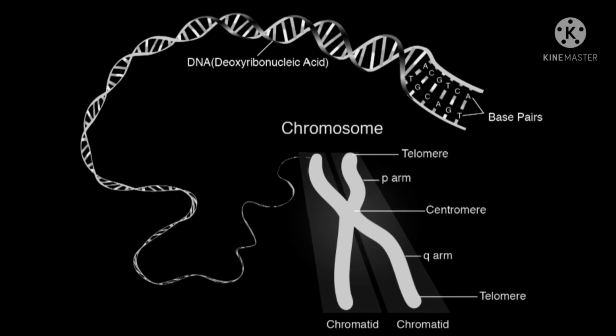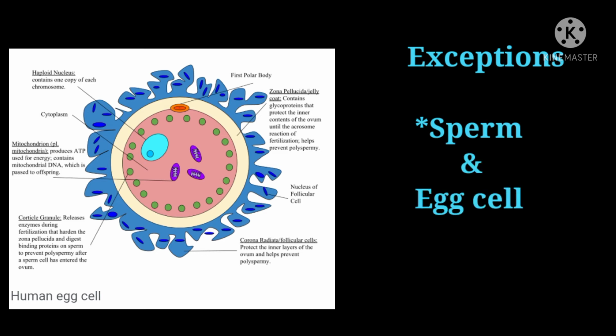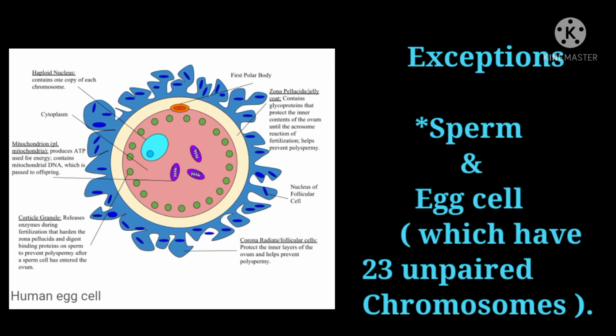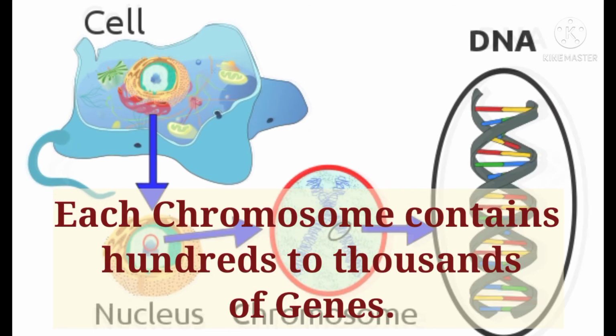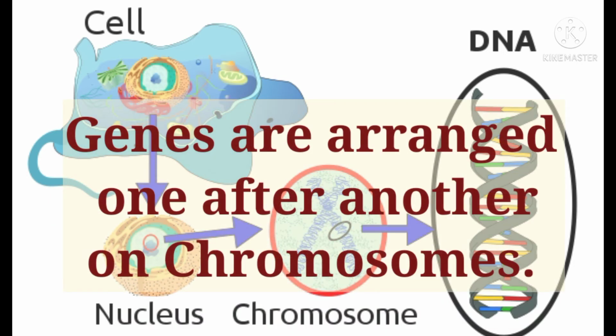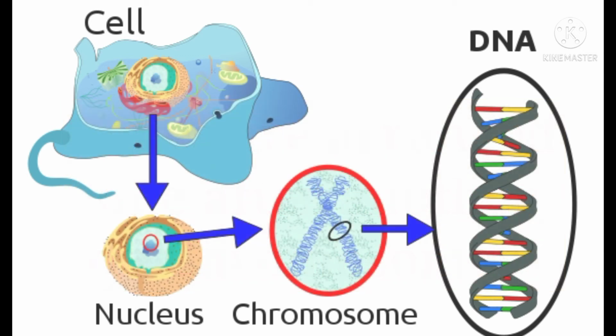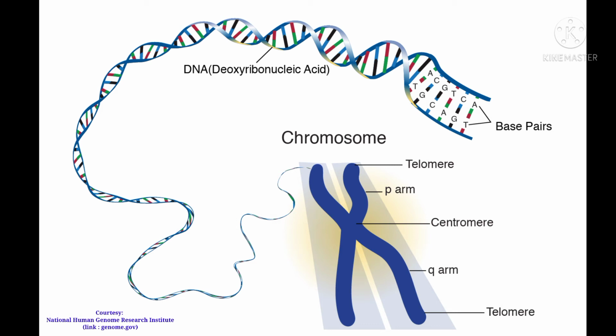In humans, each cell normally contains 23 pairs or 46 chromosomes, but human sperm and egg cells contain only 23 chromosomes. Mature red blood cells have no nucleus, so they have no chromosomes. Each chromosome contains hundreds to thousands of genes. Genes are arranged one after another on chromosomes. You should note one important point here, that is, each chromosome is one very long DNA molecule.